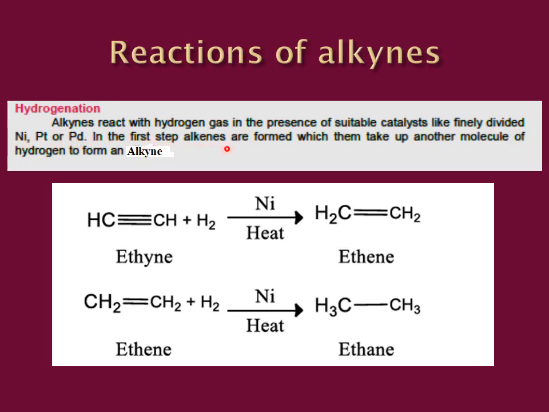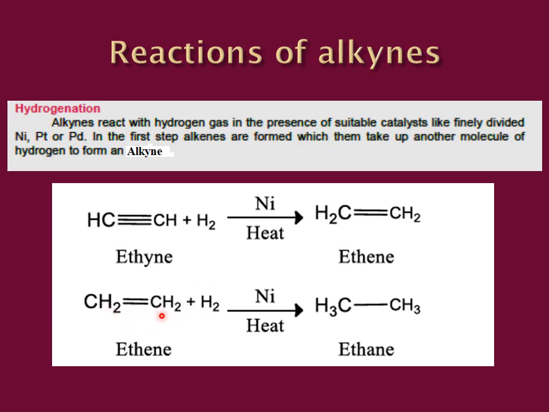You can see in this equation, this is an alkyne. A hydrogen molecule is going to add across this triple bond in the presence of nickel as a catalyst, and you can see an ethene is formed. In the second step, another molecule of hydrogen is going to add across this double bond, and it is going to convert into a saturated hydrocarbon, ethane.